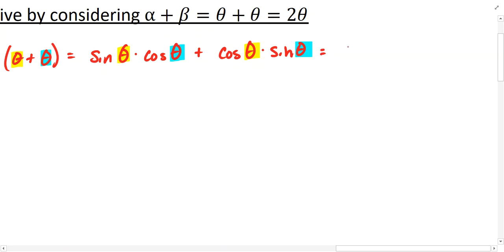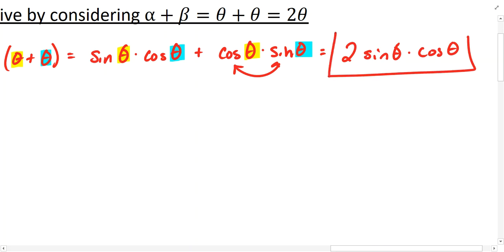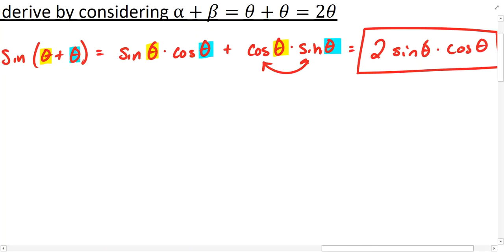But sine theta times cosine theta, well, that's sine theta, cosine theta. We could reverse these two to match so that they really do appear to be like terms. Sine theta times cosine theta, and our end result is 2 sine theta times cosine theta. And indeed, that is the double angle identity for sine.